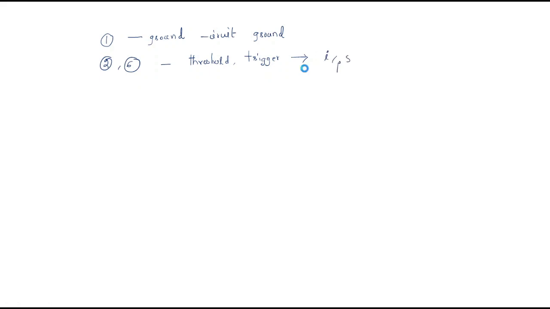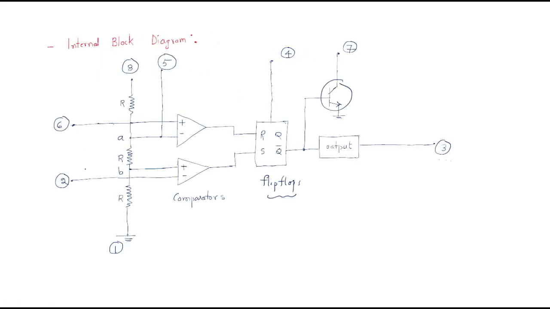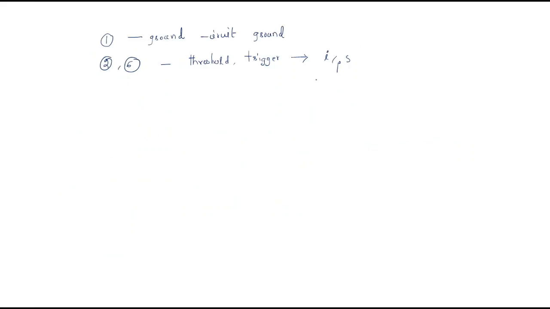Why are they called inputs? Look here. These two act as inputs for the circuit, so by changing the inputs, the output can be varied. Next, the third pin: we collect the output from this point. Look here, this is the output, and we get 200 milliamperes of load current at the output side.